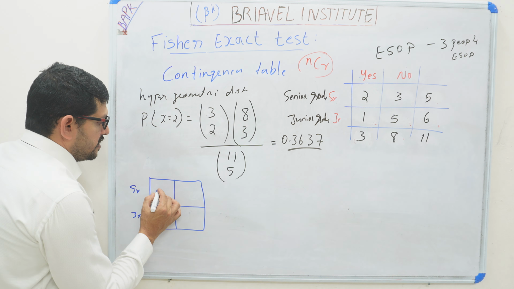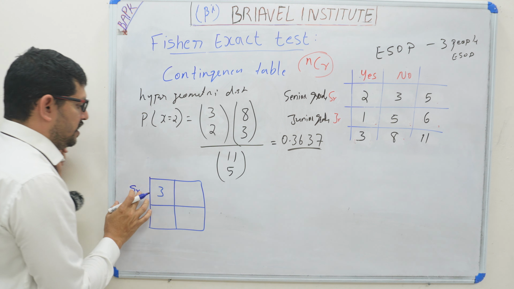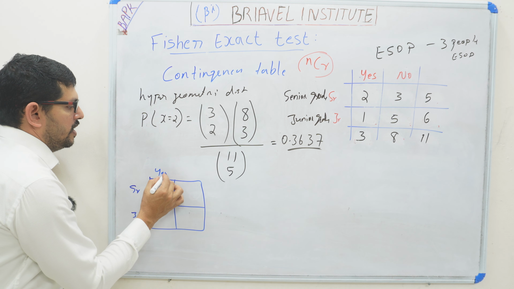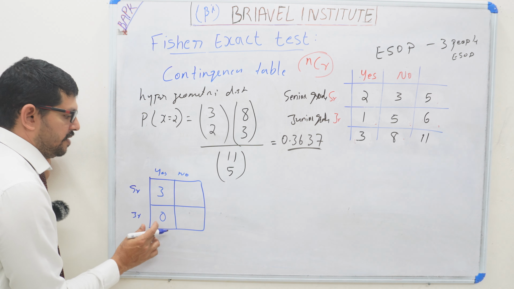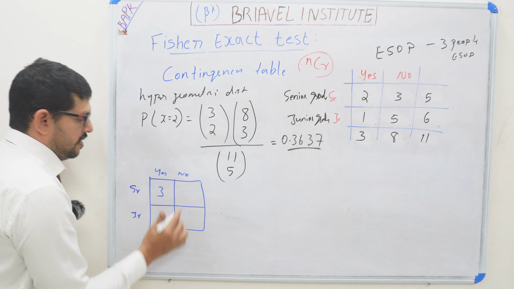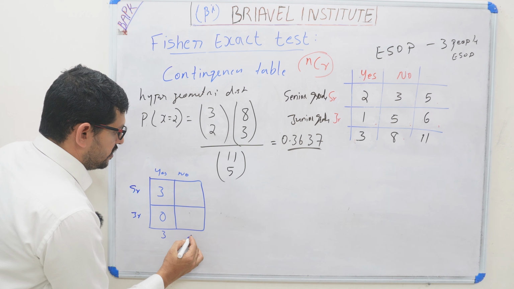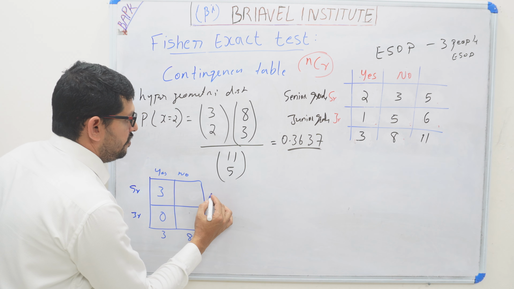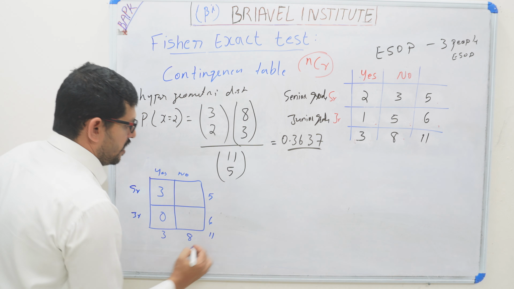So the first extreme case is 3 senior grade people. We will start with the 3. All people in senior grade got the ESOP, yes, no. All people got it. Then junior grade, nobody received. So this is 3. This will be the same for every table, 5 and 6, 11. This will be the same for all combinations. So only here are there some changes.